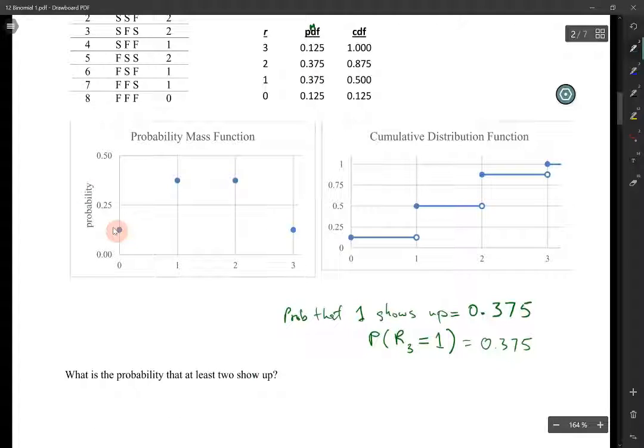So we're part of the way there. So this is good, right? I mean, we want to know what's the probability that at least 2 show up, right? But this is a start, I think.